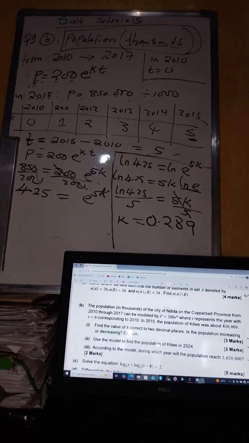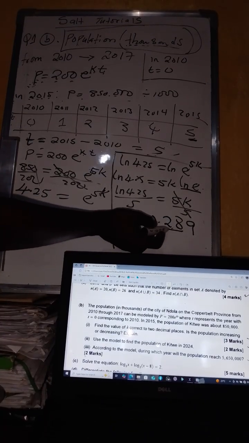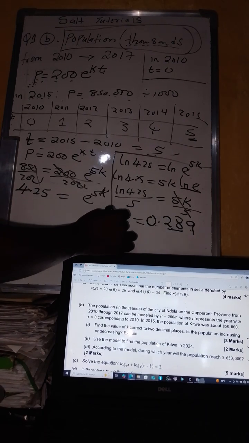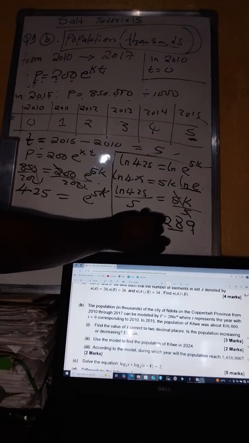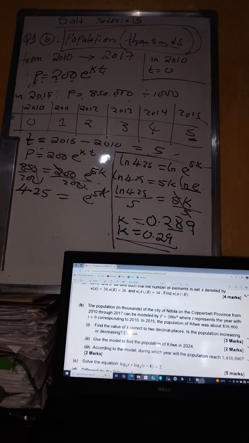But let's look at the question. The question says correct to 2 decimal places. So I have to end on 2 decimal places. This digit is greater than 5, so 1 will go to the other side, meaning that my value of K is going to be equal to 0.29. That is our value of K.